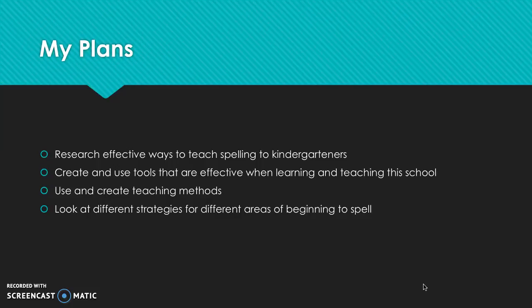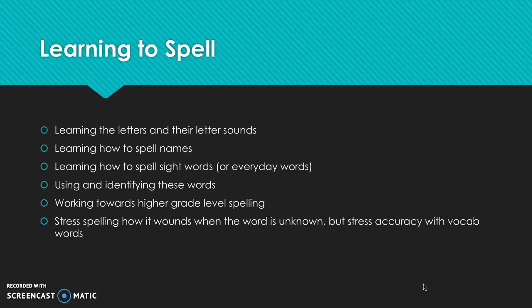So my plans for this project: I'd like to research effective ways to teach spelling to kindergartners and then create and use tools that are effective when learning and teaching this skill. I would like to use and create teaching methods that I find on the internet, get from other peers, or create myself that I find effective. And I would like to look at different strategies for different areas of beginning to spell.